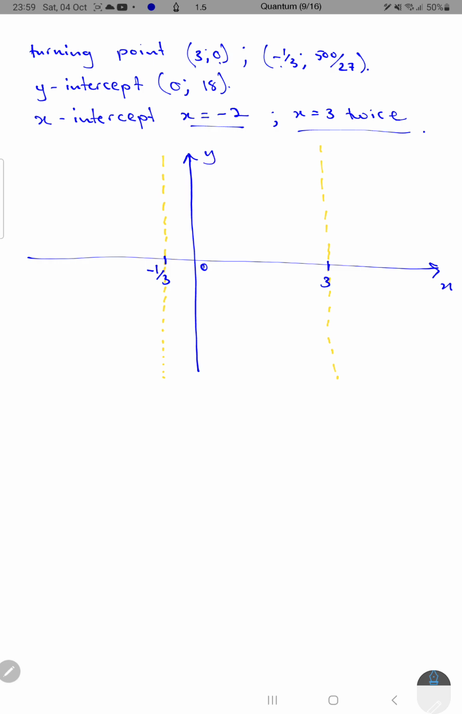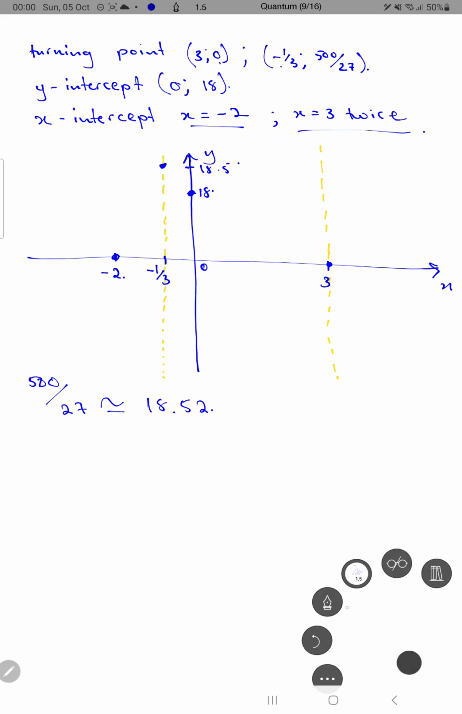This is the y-axis. Now, I am expecting to pass through 18, so I can put 18 here. And I'm expecting to have a negative 2, and I'm expecting to have a 3. So I'm going to come there and pass here and pass there. But this part here, remember, 500 over 27 is approximately 18.52, which is a higher point there.